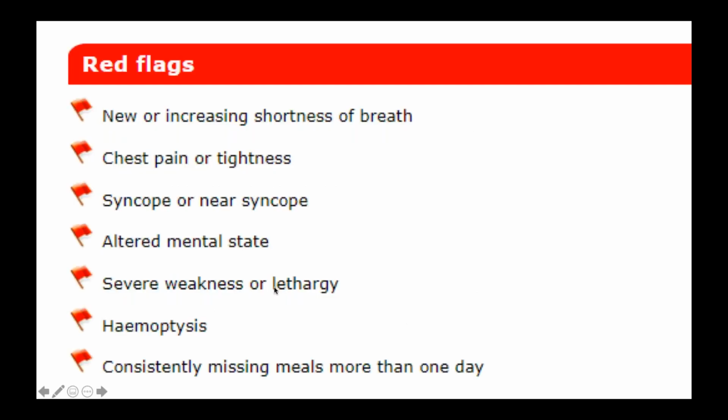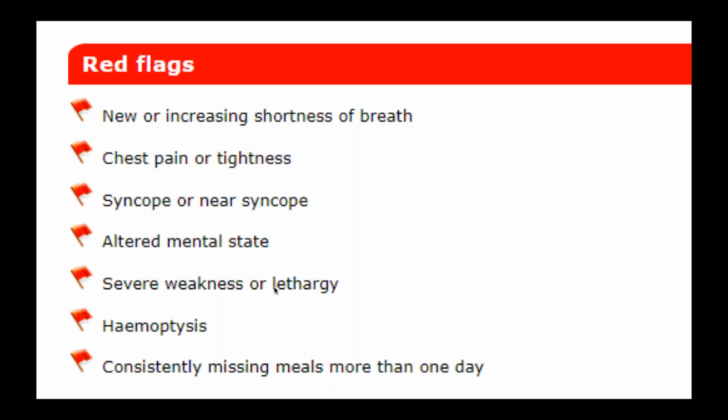So the red flags, this is from the HealthPathways site, that we have to really be mindful of in general practice: a new or increasing shortness of breath, chest pain or tightness, syncope or near syncope, altered mental state, weakness, lethargy, hemoptysis. And we've also added consistently missing meals because that was associated in a study with much poorer outcomes.